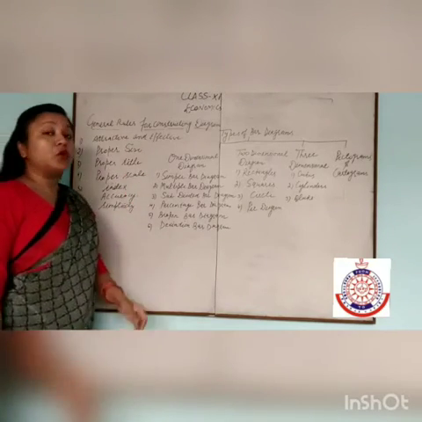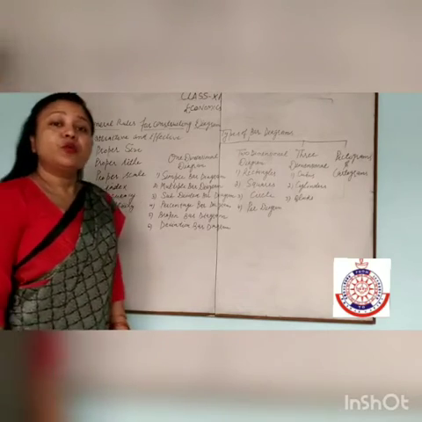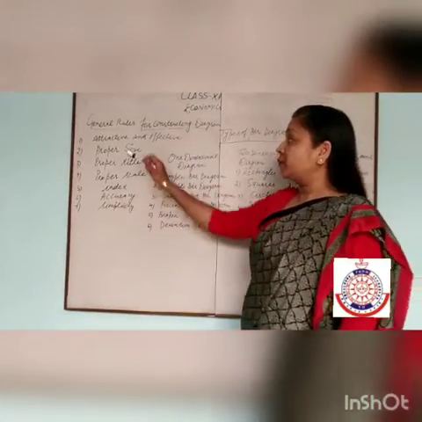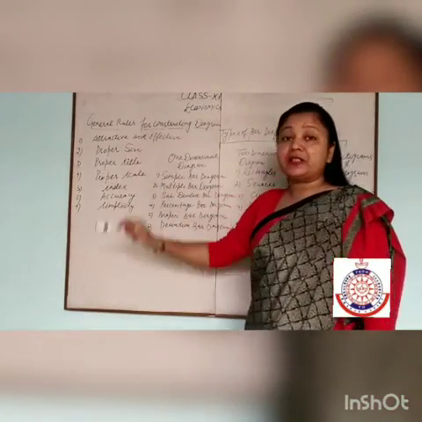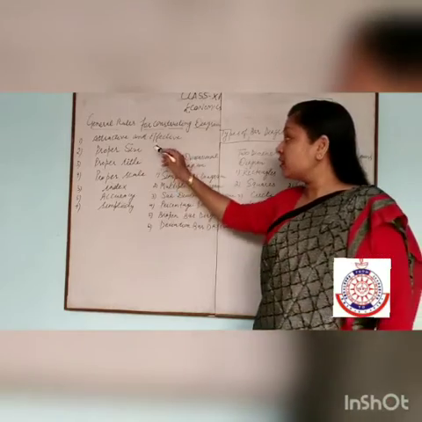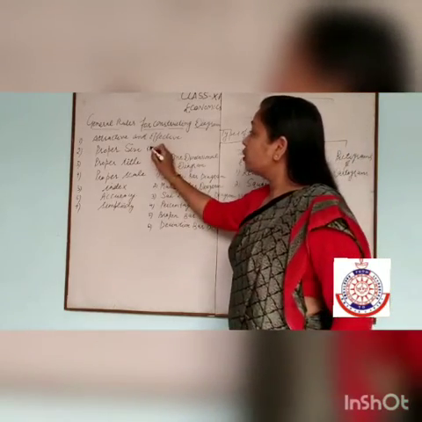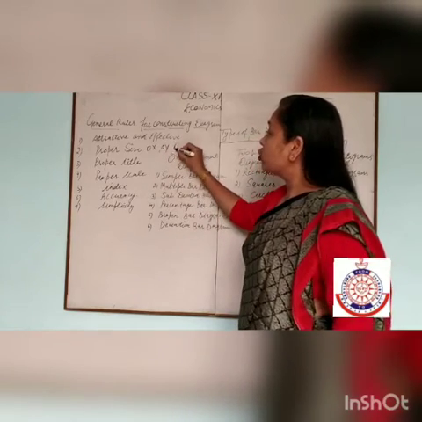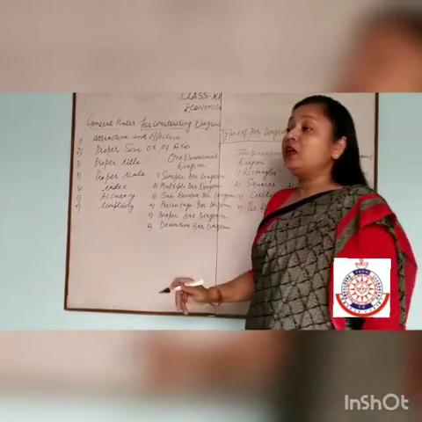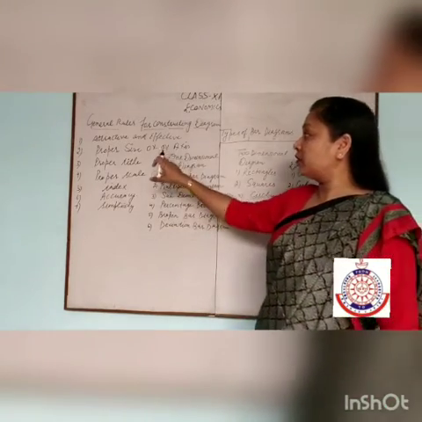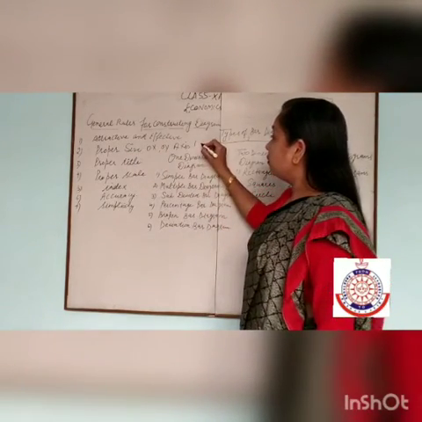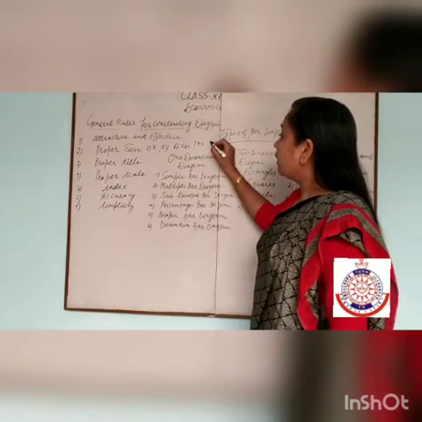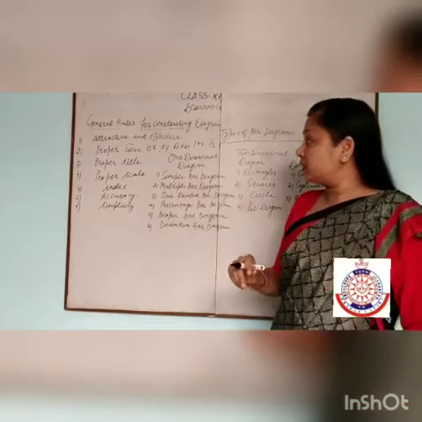Next are some general rules for constructing the diagram. When we have to draw the diagram, some rules are required. First is proper size. The size of OX axis and OY axis should be proper. It is 1 and 1/2 centimeter. If you are taking 1 on OX axis, then 1.5 on OY axis.